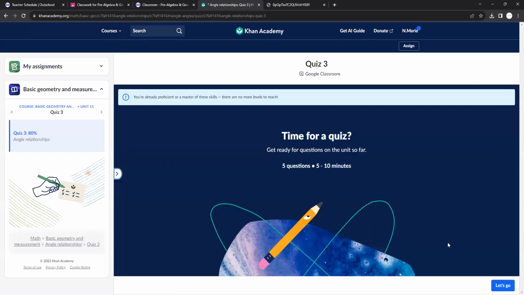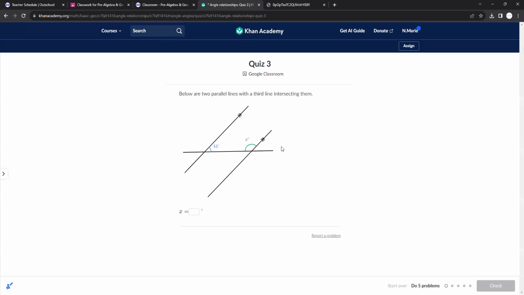The last part of this unit is going over some more angle relationships. These are consecutive interior angles. They're next to each other. They make 180. And so angle X is 224 degrees. Sorry, I did that math wrong. 180 minus 44 is 136. I don't know what I put in my calculator.